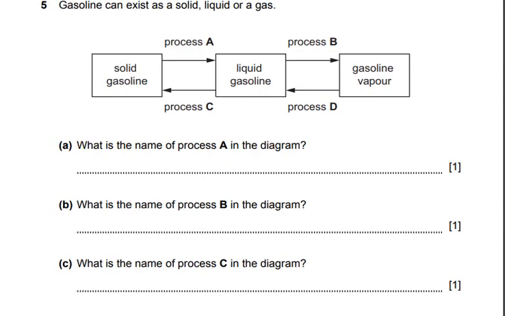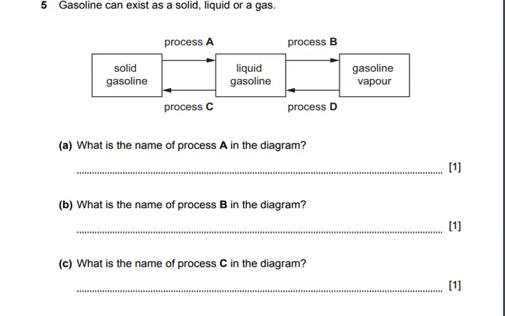Question number 5. Gasoline can exist as a solid, liquid, or a gas. So here we have a diagram that shows many processes. Question A. What is the name of process A in the diagram? Process A means the first box, solid gasoline, changes to liquid gasoline. So what's this process called? Melting. So it is melting.